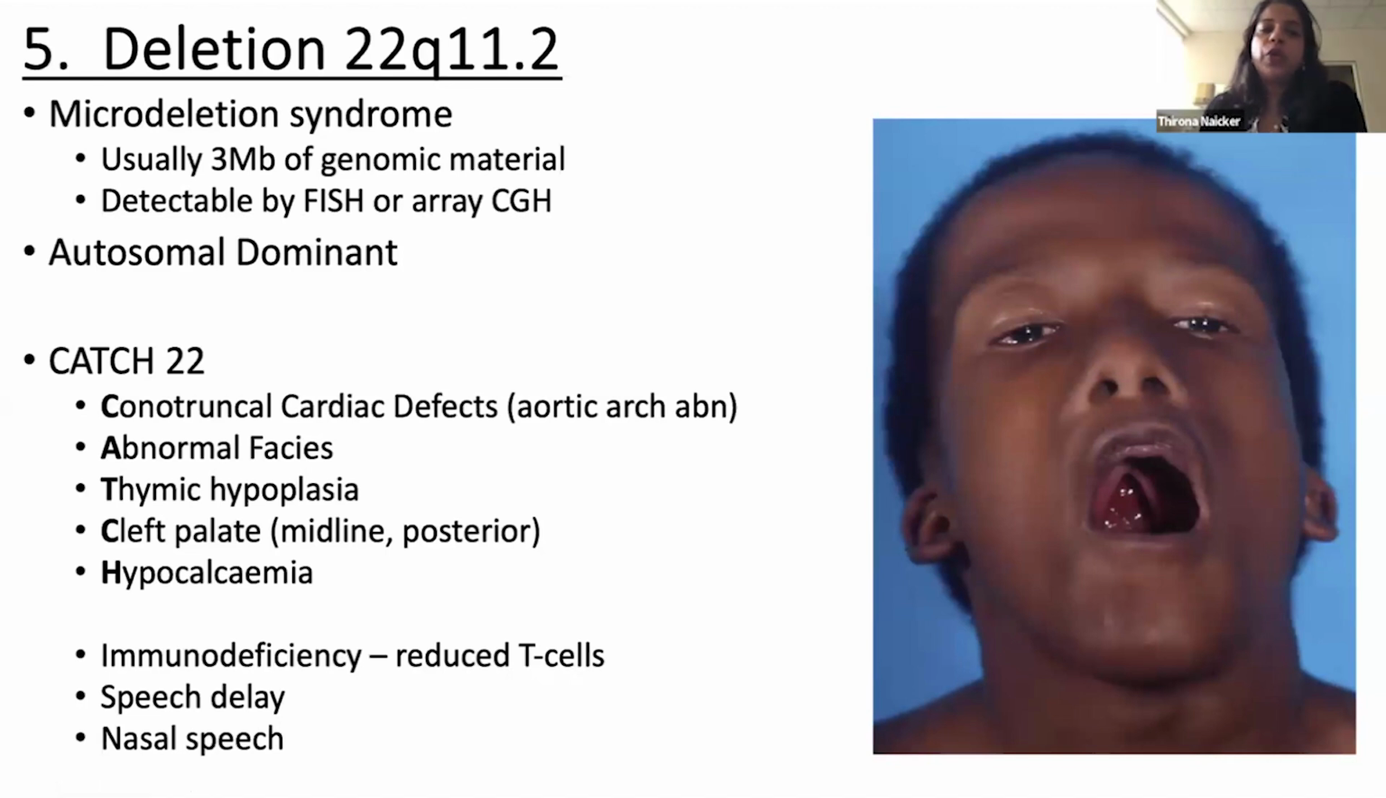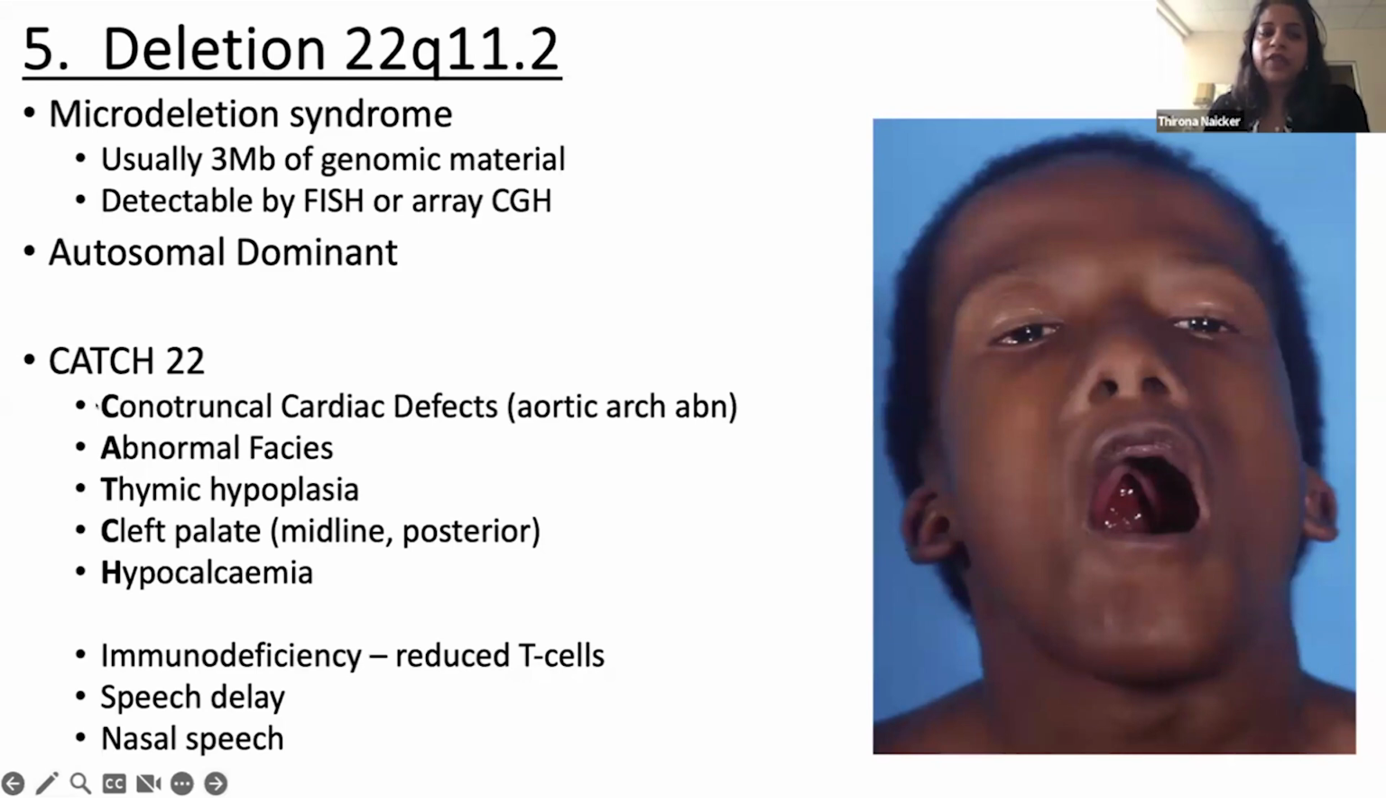Deletion 22q11.2, many of you may know it as DiGeorge syndrome. It's the commonest microdeletion syndrome. So it's usually 3 megabases of genomic material that's deleted. It can be detectable by various tests, such as a FISH or an MLPA or a microarray. It's also autosomal dominant. And how we see this syndrome clinically is we look for something called the CATCH-22 mnemonic, where each letter stands for something.